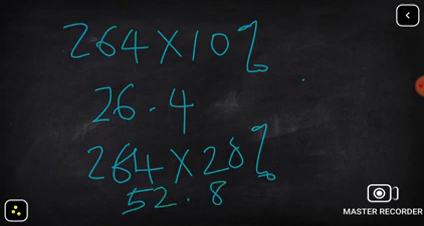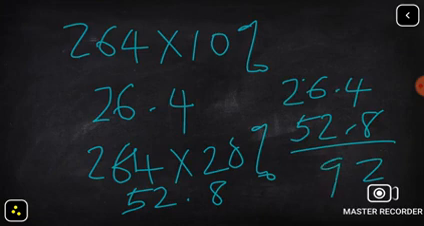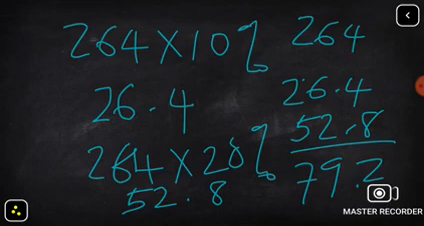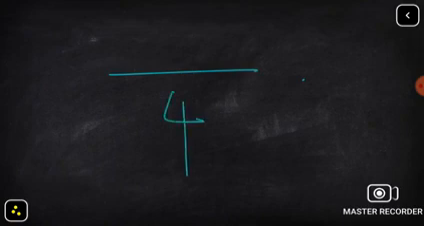Now, after adding the two, which is 26.4 and 52.8, which is roughly 79.2, you can now subtract from 264, and then when you subtract, the answer that you're going to find, you divide it by 4.